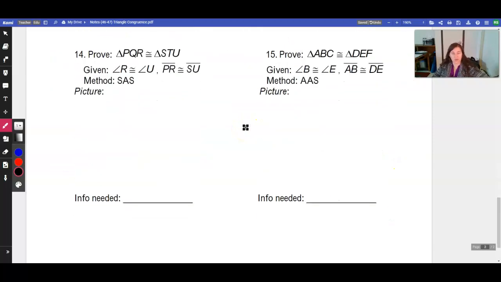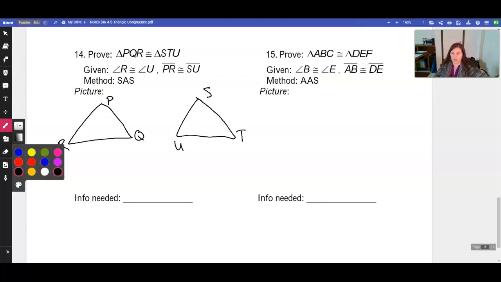All right. And then we got 2 more, not just like those, but very similar. So PQR and STU. So draw your pictures. All right. So now it says my given is angle R is congruent to angle U. So let's mark those. Those are angles. And then it also says that PR and SU. So PR and SU.